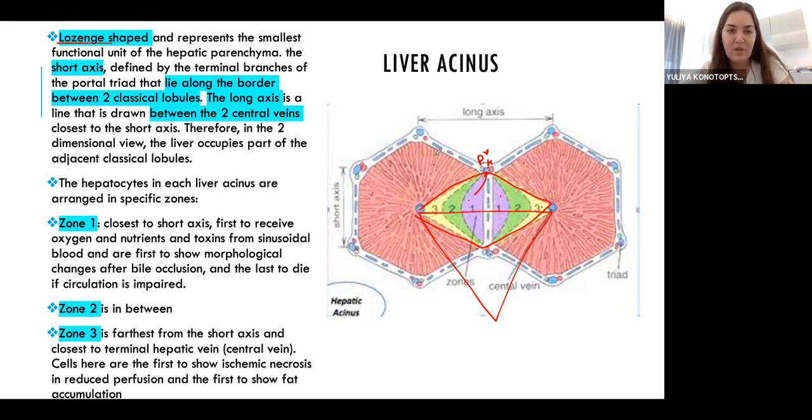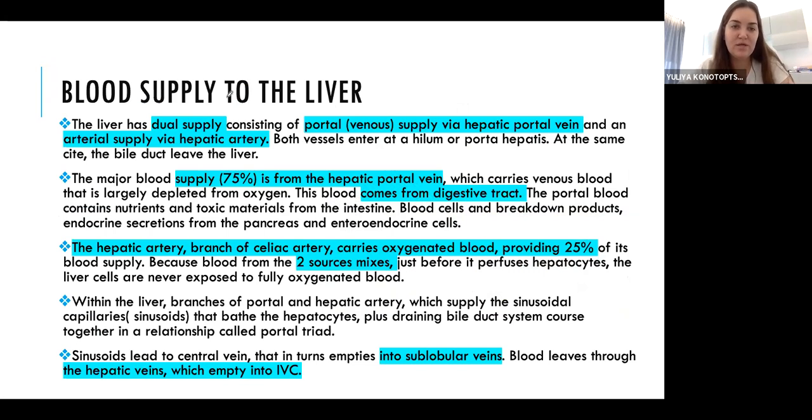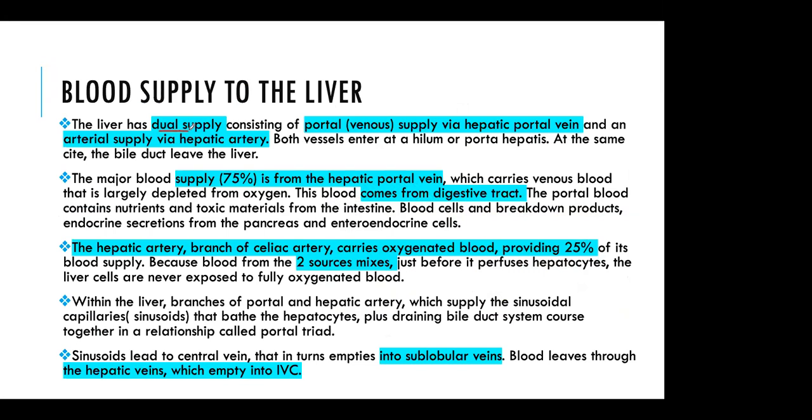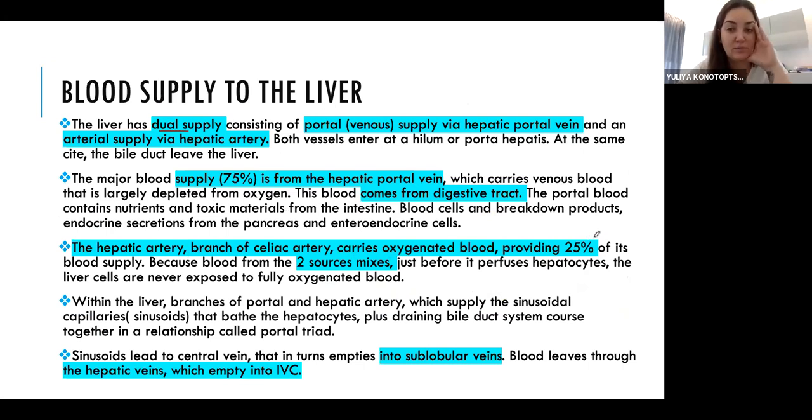Okay. Blood supply to the liver. We talked about it. So it has a dual blood supply, right? So the hepatic artery carries oxygenating blood. The portal vein comes from the digestive tract, so it carries not only the nutrients, it also carries the toxic stuff from the intestine as well. So you can see majority of the blood comes from the portal vein. Majority of the blood in the liver is from the portal vein, 75%. 25% is from the hepatic, right?